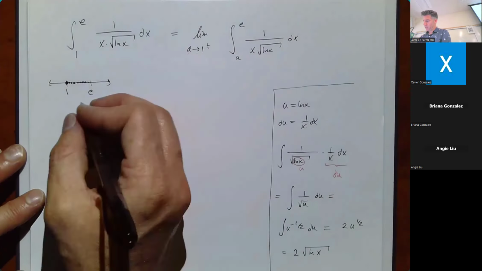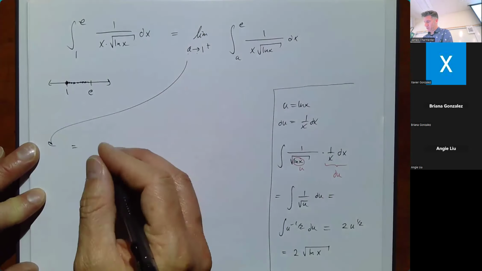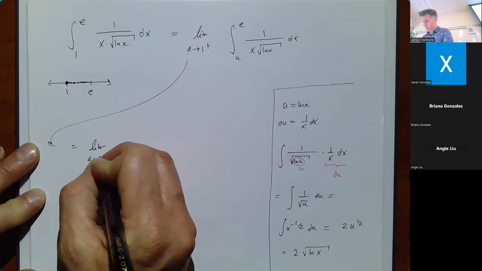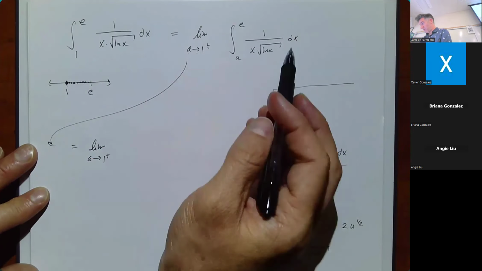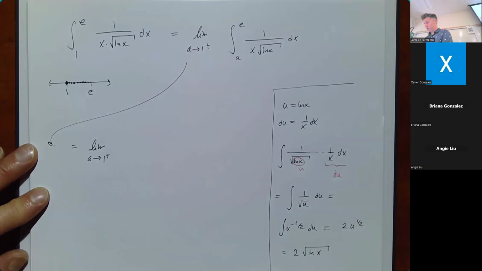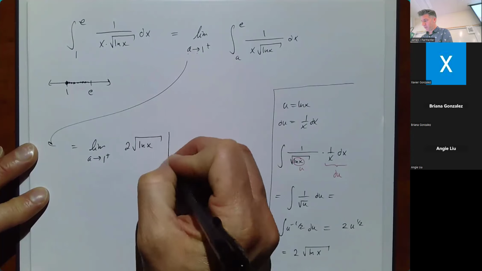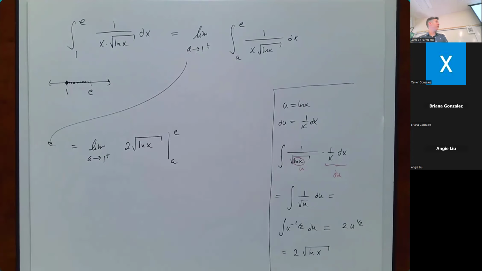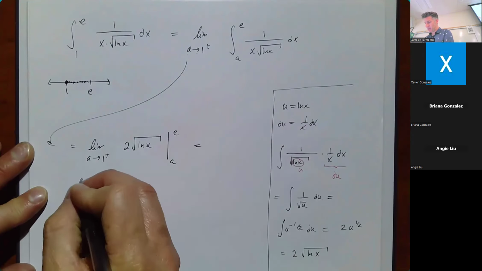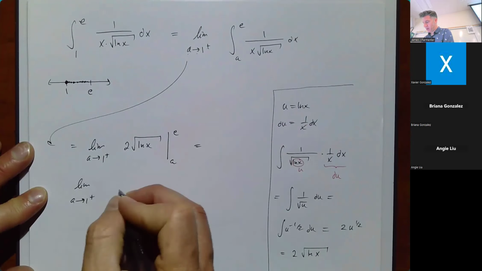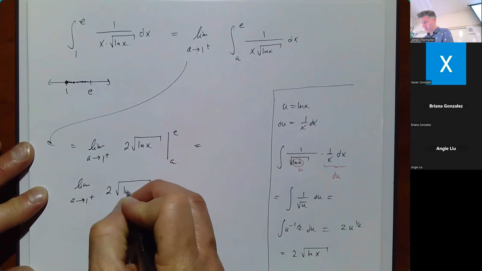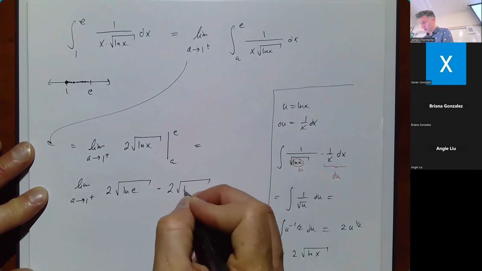So then we take this here and we say that that's going to be equal to the limit as a approaches 1 from the right, and the integral of 1 over x root natural log of x is exactly 2 times the square root of natural log of x, evaluated from a to e. Reminder, e is a real number, and a is just a placeholder. So this is the limit as a approaches 1 from the right of 2 times the square root of the natural log of e minus 2 times the square root of the natural log of a.